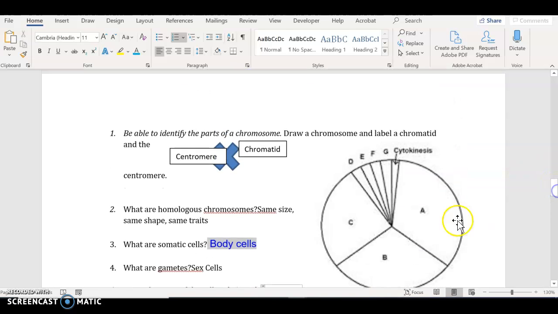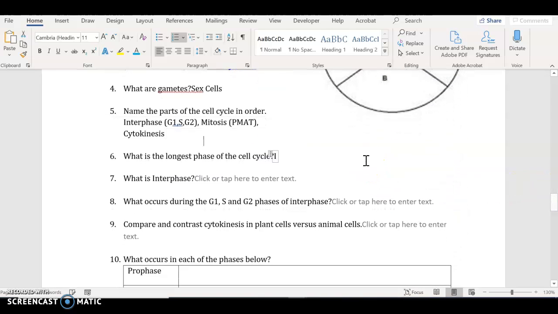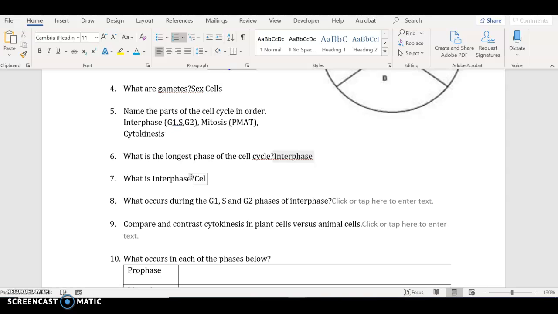What is the longest phase? Well, ABC is the longest phase there. The longest phase is interphase. That's when your cell is not dividing, but it is preparing to divide.